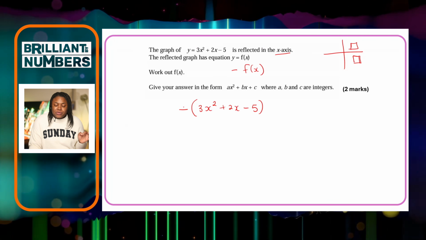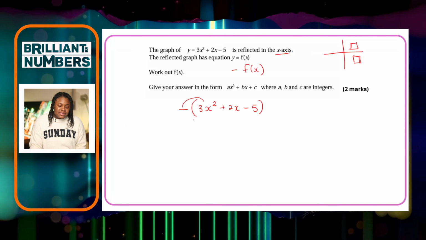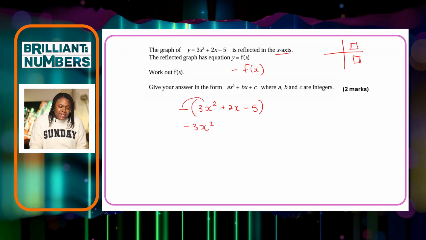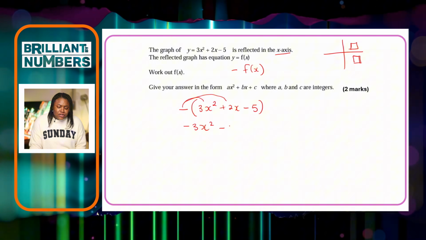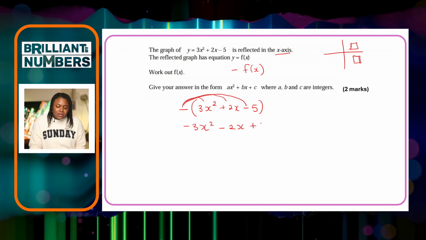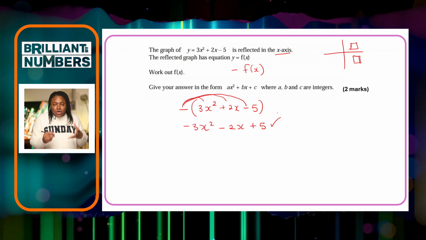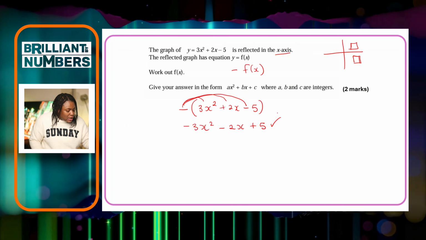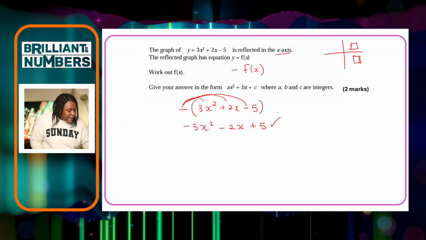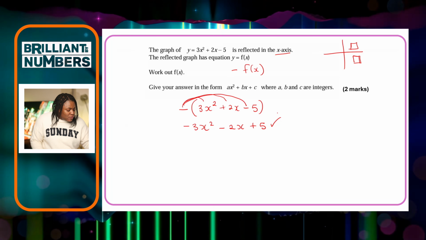I need to just reverse them. So minus times 3x squared is minus 3x squared. Minus times 2x is minus 2x. And minus times minus here. So basically the coefficients, or the numbers, are just reversed to their opposite. Absolutely brilliant. Okay, so we are now going to move on.